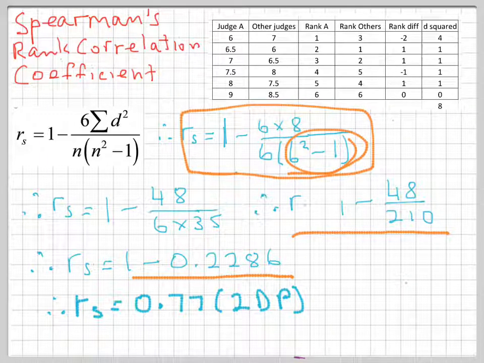So that's telling us that there's a fairly strong, I wouldn't say very strong, but I'd say fairly strong correlation in the scores between Judge A and the other judges. And the correlation is positive, as you would hope, so that means that generally speaking, as the scores for Judge A increase, so do those for the other judges on average. The correlation is not perfect, but I would say it's fairly strong.